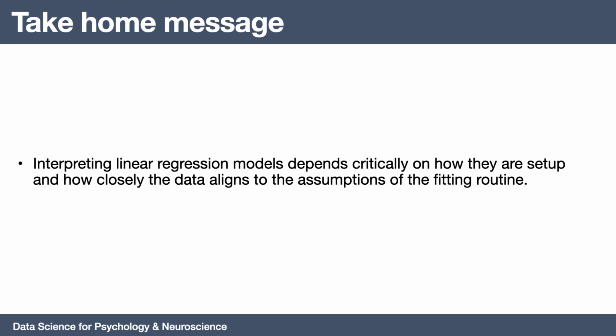So the takeaway from this lecture should be that interpreting linear regression models depends critically on how they are set up and how closely the data aligns to the assumptions of the fitting routine, in this case the maximum likelihood estimate over the ordinary least squares problem. In the linear regression lecture, I made a strong case for why ordinary least squares regression is an elegant, powerful tool. That is true, but interpreting it requires a careful understanding of how you constructed it and how closely your data fits to those assumptions.